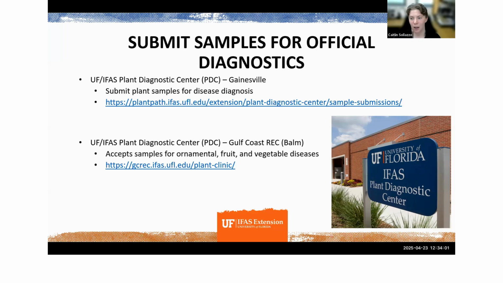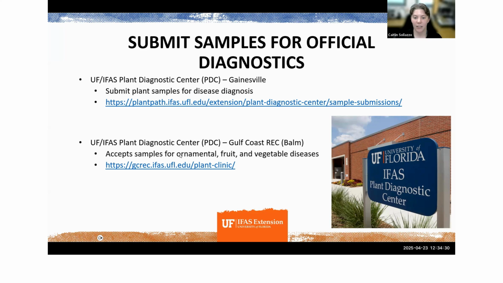You can't just put it on a plate and culture it out. So if you have a palm or a turf problem, go to the Gainesville campus. Anything else, you could do either one. So if you have an ornamental, a tree or a shrub or fruit or vegetable issue, you can send it to the diagnostic clinic at the Gulf Coast Research and Education Center. And that is in Wimauma or Balm.